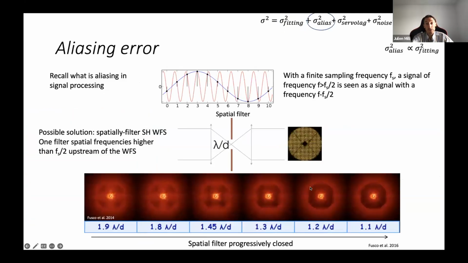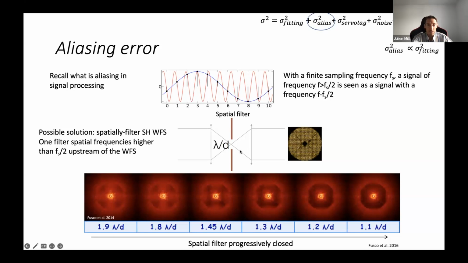Then I told you there is also this aliasing error. And aliasing is something that I guess you are familiar with. It's when you have a signal, like in 1D, that would be the red signal that you see here. And you sample it with a sampling frequency which is not high enough. And then in this case, when you sample it with the black dots, for instance, you have the impression that you are sampling a signal at a low spatial frequency. And then if you correct for this low spatial frequency, while it is a high spatial frequency, you will introduce some error, which is called the aliasing error.